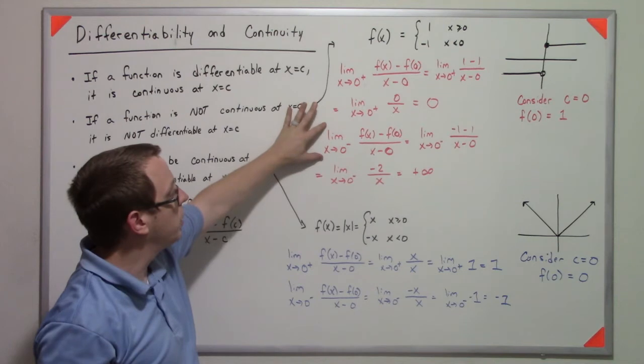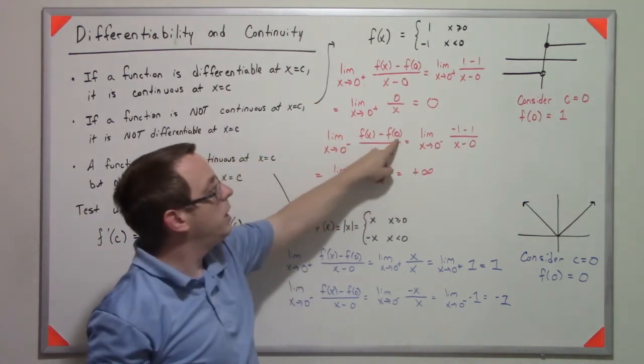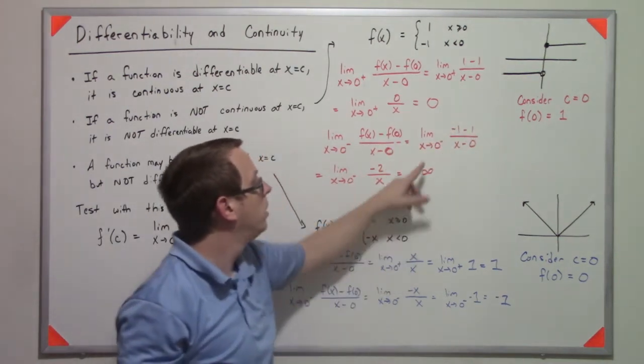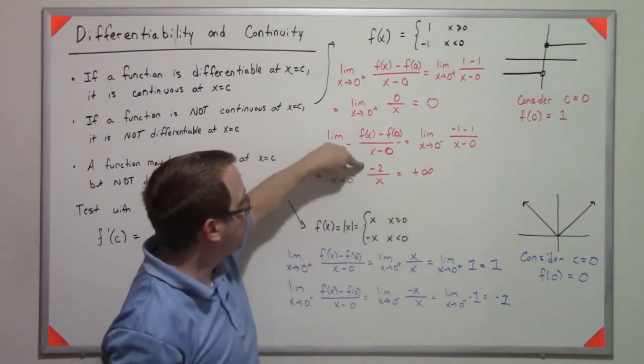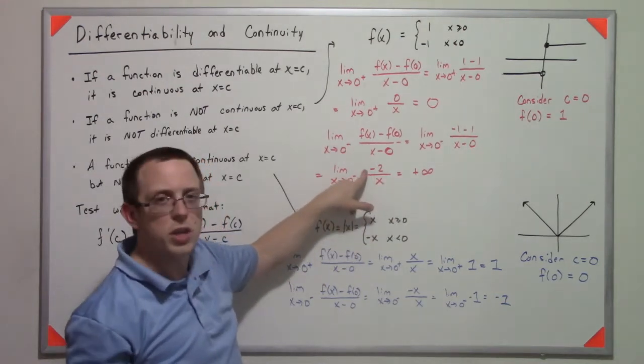So taking it from the left, when we plug into the function, we get a -1. Again, the function value at 0 is 1, so it's -1 minus 1 over x minus 0. So we end up with -2 over x. But then you end up with a positive infinity, but there's a negative there.